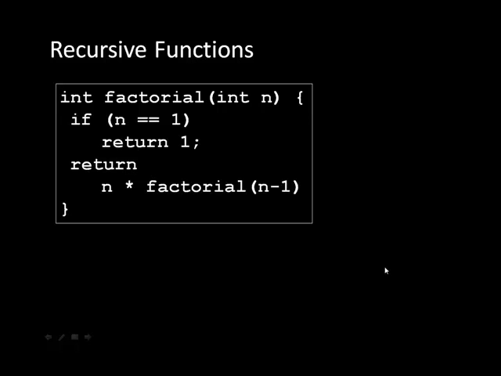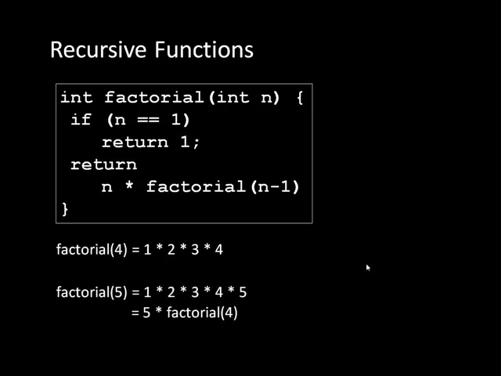Let's look at a standard example for a recursive function to calculate the factorial of a number. Incidentally, recursion is perhaps not the best way to compute factorials, but it's a good illustration. The factorial of a positive number is the product of all the numbers from 1 up to and including the number. For example, the factorial of 4 is 1 times 2 times 3 times 4, and the factorial of 5 is 1 times 2 times 3 times 4 times 5, or alternately, it is 5 times the factorial of 4. Our function uses this idea to recursively calculate the factorial.